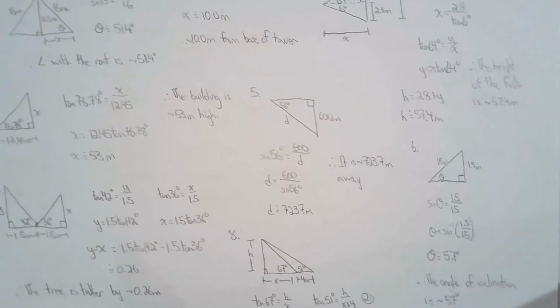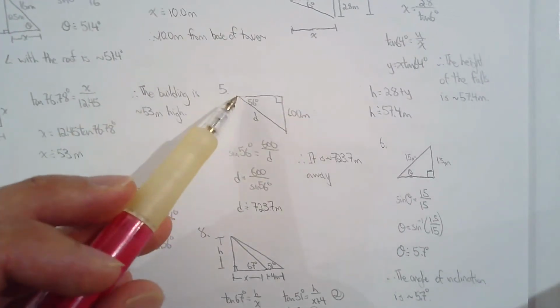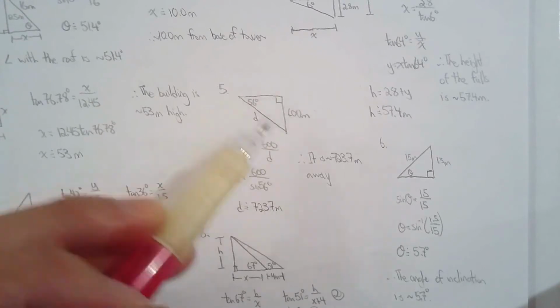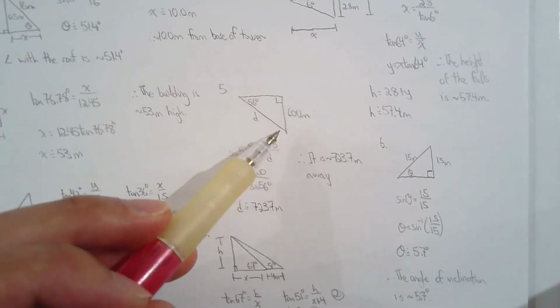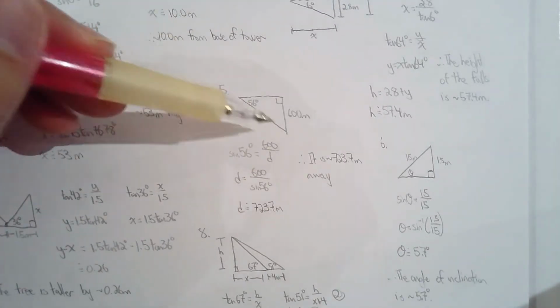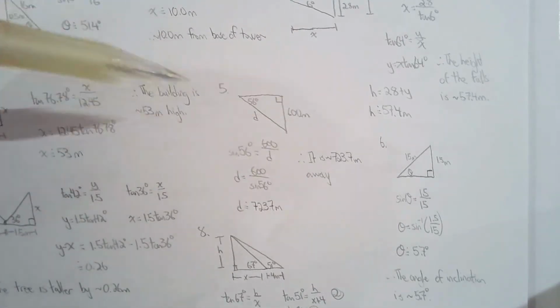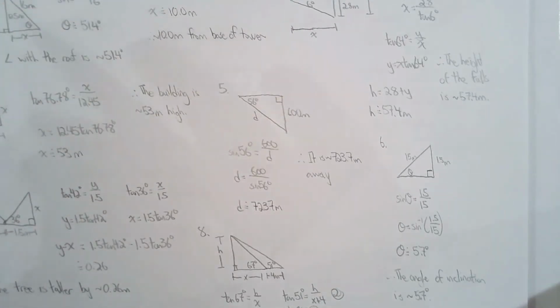For question 5, you want to find the distance from the helicopter to the car. So this one, be careful, it's not the horizontal distance. You want the actual distance from the helicopter to the car. It sounds like a Fast and the Furious scene, but yeah, you want to find the distance from the helicopter to the car. So use a sine ratio because it's opposite and hypotenuse that are involved.